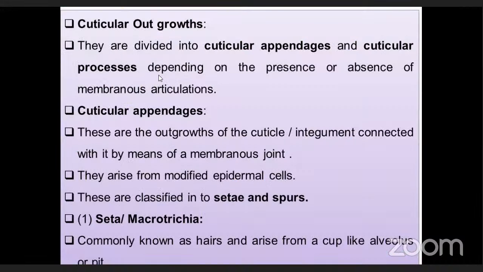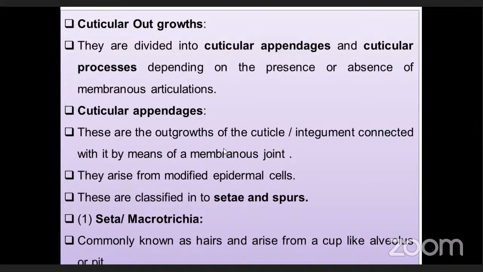You can see here the cuticular outgrowth. We already discussed these points, which were divided into two types, cuticular appendages and cuticular processes, based on the presence or absence of membranous articulations. So first we will discuss cuticular processes.